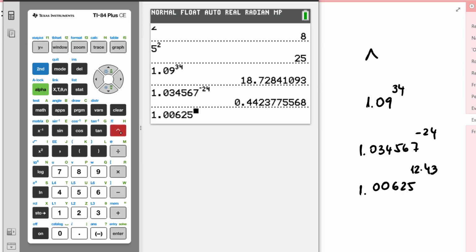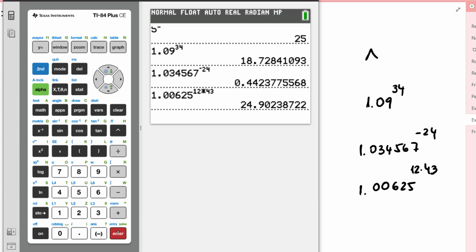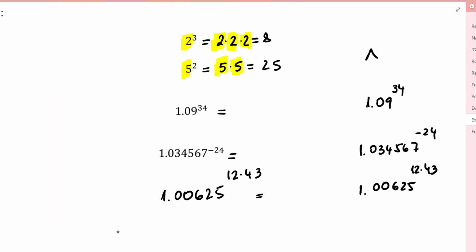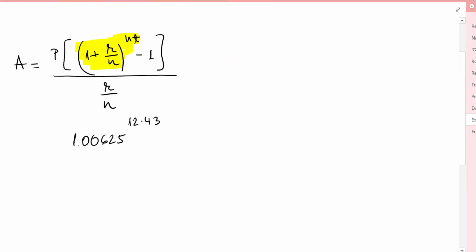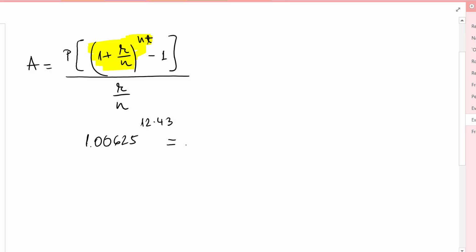And the one that we started with, 1.00625, and I want to raise it to 12 times 43. So for 12 times 43, I make sure they are both in the exponent, press enter, and we get 24.90238722. If you round at intermediate steps, you will never get the final answer. So if you go back to the problem that I started with, this number that we just got was actually the result of this yellow part, the part that I highlighted.